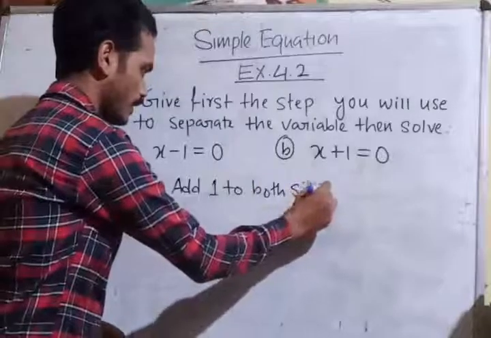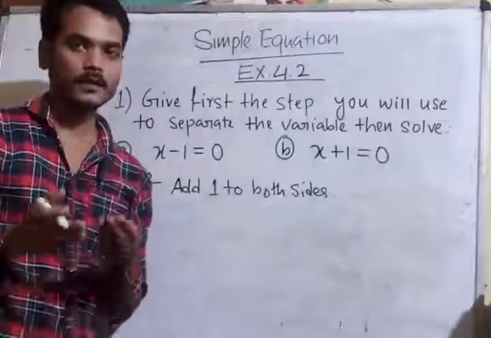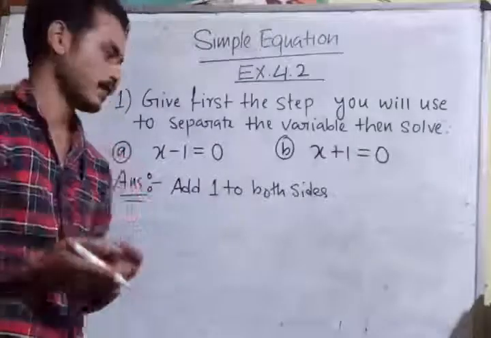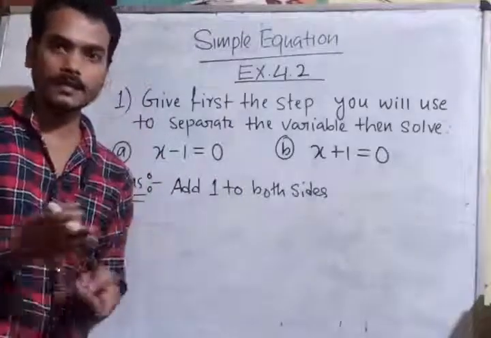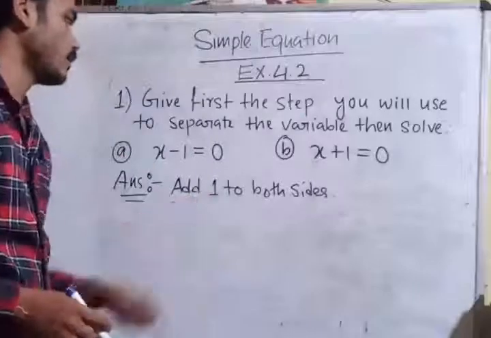If you write this way, add 1 to both sides, means you are going to cancel the 1 from the left hand side. This is minus 1. If you write plus 1, then it will be cancelled out. You will be left with only x. That is why add 1 to both sides.